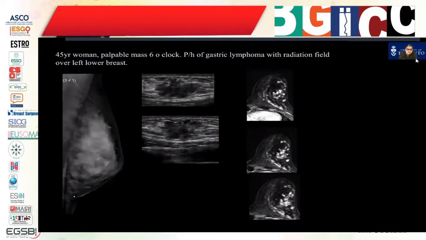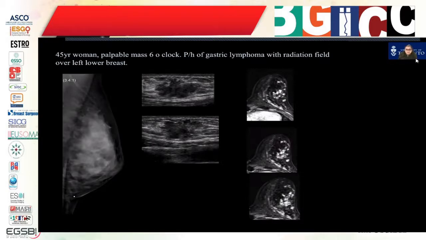Here is an interesting case of a woman who had a past history of gastric lymphoma, and she had radiation for her gastric lymphoma. So obviously, some of the radiation was given to the inferior aspect of the left breast inadvertently. And you can see that she now develops a palpable finding. And this is how it looks on ultrasound: an irregular hypoechoic soft tissue mass. A single lesion was demonstrated on ultrasound.